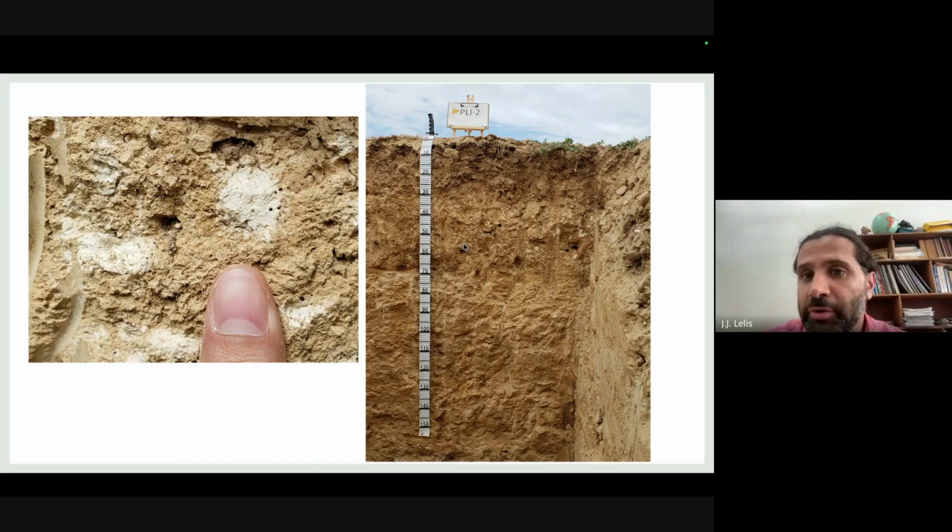Okay, no problem. You need to consider that, yes, the majority of soils formed by limestones could form a calcic horizon, but it's not mandatory. It's not a rule, okay?